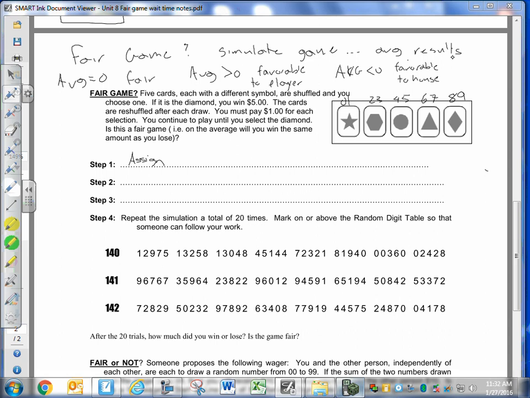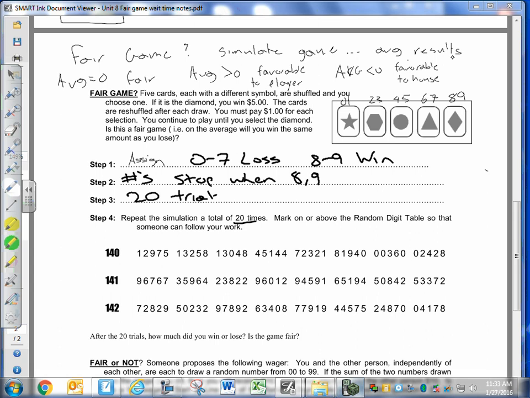If I get 0 through 7, we'll consider that a loss. If I get an 8 or a 9, that's a win. Each time I draw a card, however, that is going to be minus a dollar. Okay? So step 2 is when I'm going to stop, or the number of numbers. I'm going to stop when I get an 8 or a 9. And the number of trials, we want to do 20 times. I'm going to keep track of my winnings over here.